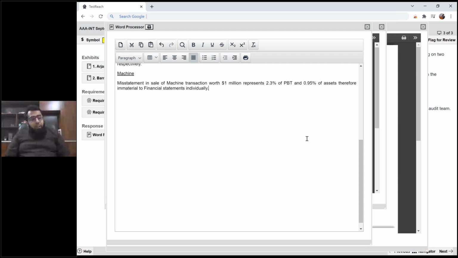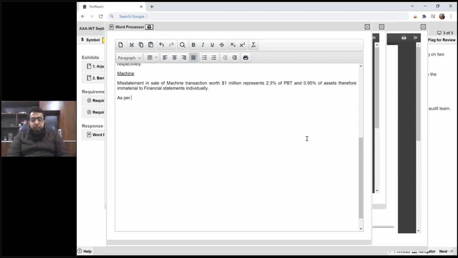First of all, we will comment on the materiality, that misstatement in sale of machine transaction worth $1 million represents 2.3% of PBT. In PBT, we need at least 5%, and in assets, we need at least 1%. Okay, now let's move forward.